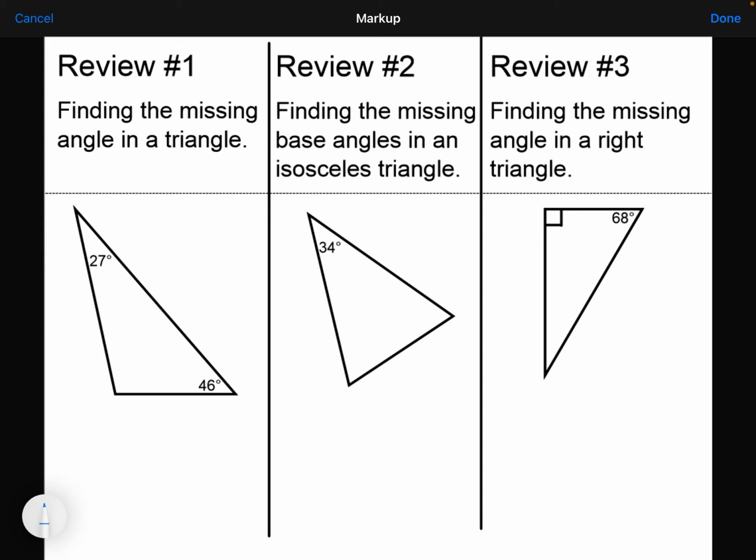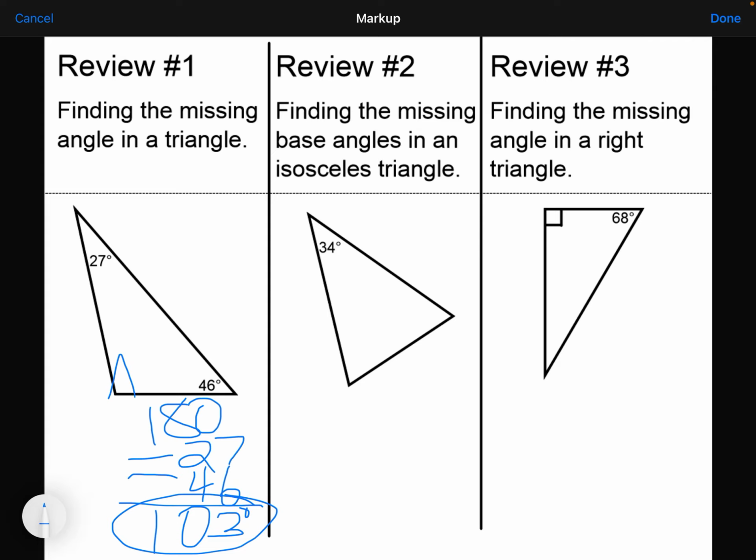Anyway, some quick review things here from triangles that we're going to have to use for rhombuses today. How do you find the missing angle of a triangle? Well, you find the missing angle by using the total number of 180 degrees in a triangle. 180 minus 27 minus 46 comes out to be 103 degrees, so that obtuse looking angle right there is 103.